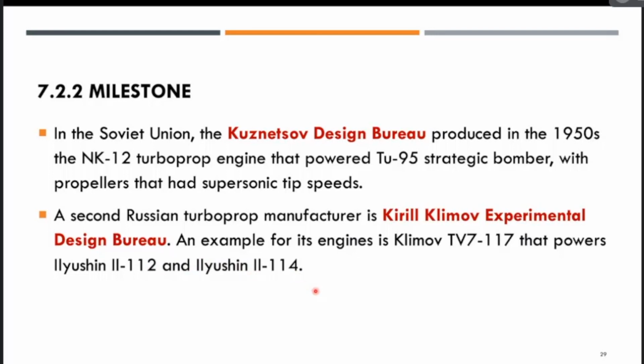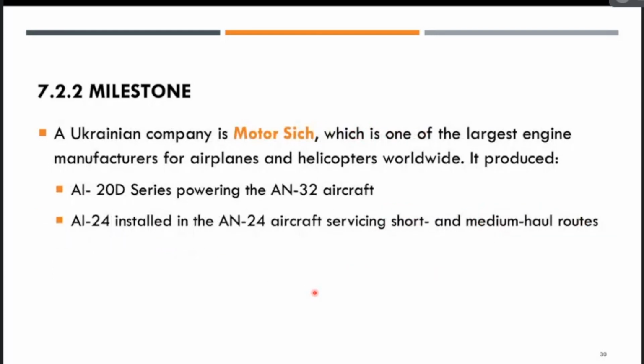I purposely left out all the pictures of the engines for you to explore. You can just Google and try to find the respective engine pictures, so that you can do your own self-learning. Moving on to the Ukrainian company called Motor Sich, which is one of the largest engine manufacturers for airplanes and helicopters worldwide. It produced the AI-20D series of engines and the AI-24 series of engines.